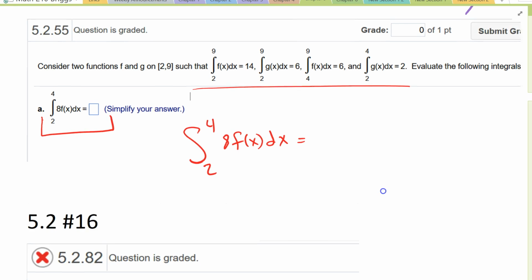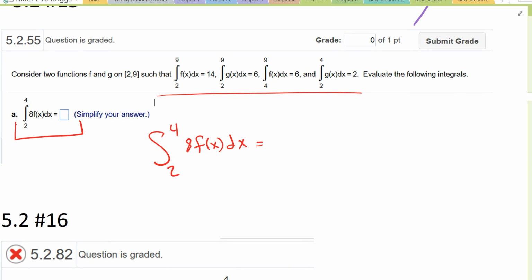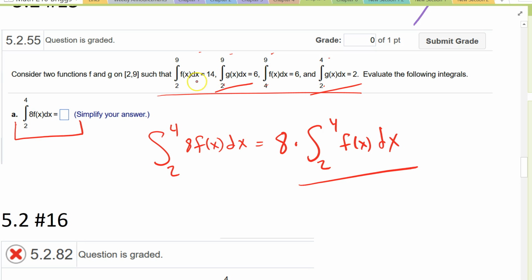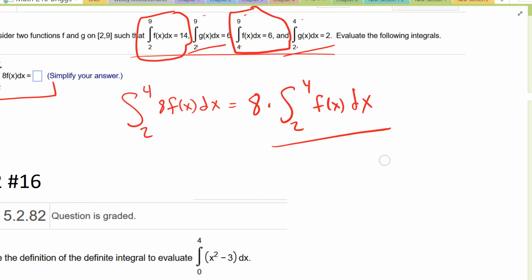What do I know? Consider two functions on 2 to 9. We got 2 to 9, 2 to 9, 2 to 9, and then we got 2 to 4. We got a g of x and a g of x. This can be written as 8 times the integral 2 to 4 of f of x dx, but we don't have 2 to 4 of f of x. We have 2 to 9. And we have 4 to 9, right? So 2 to 9 and 4 to 9, and we want 2 to 4.